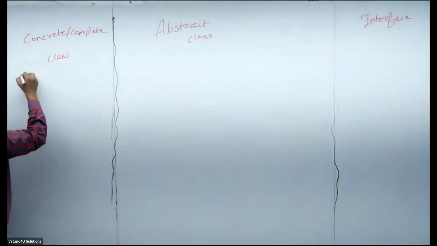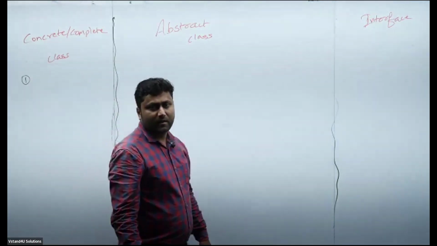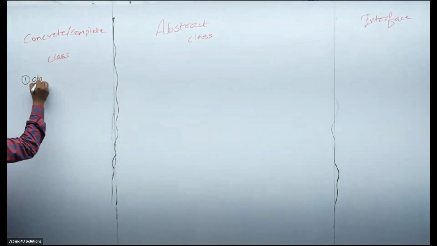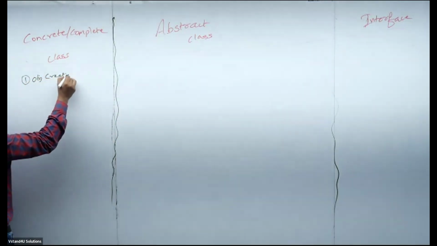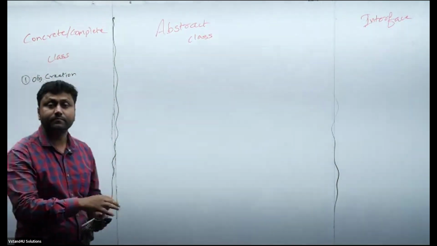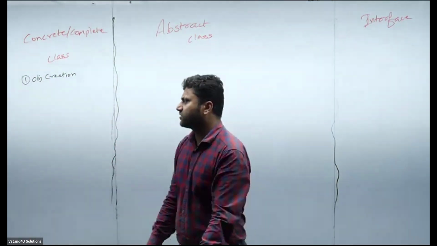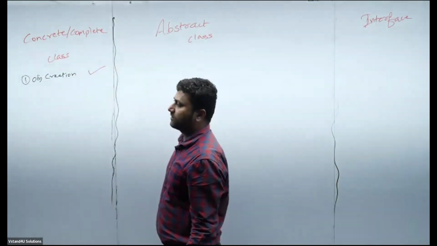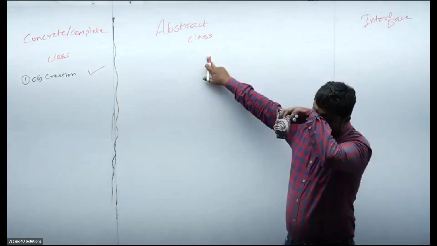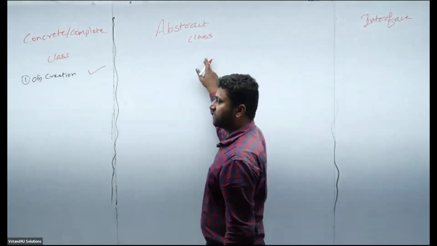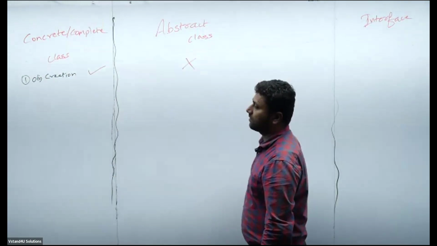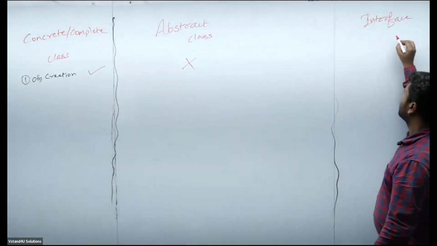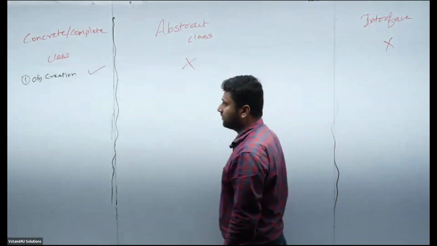First thing, about concrete class: object creation. Can I create the object of a complete class? Yes, I can create the object. Can I create the object of the abstract class? No, sir. How about the interfaces? Can I create the object of the interface? No, sir.